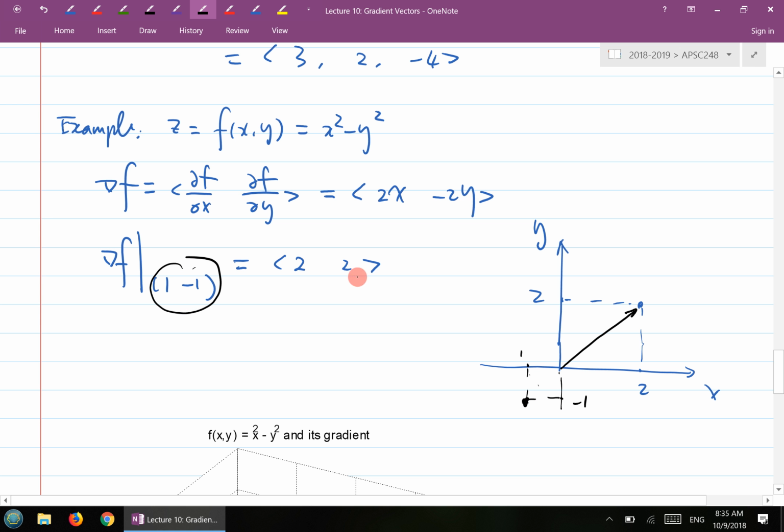That makes sense? Right? So when sketching the gradient vector, what happens is you need to move this black vector here, which is (2, 2), to start from (1, -1). You're not going to change the direction, you're not going to change its magnitude. All you need to do is change its starting point. Yes?